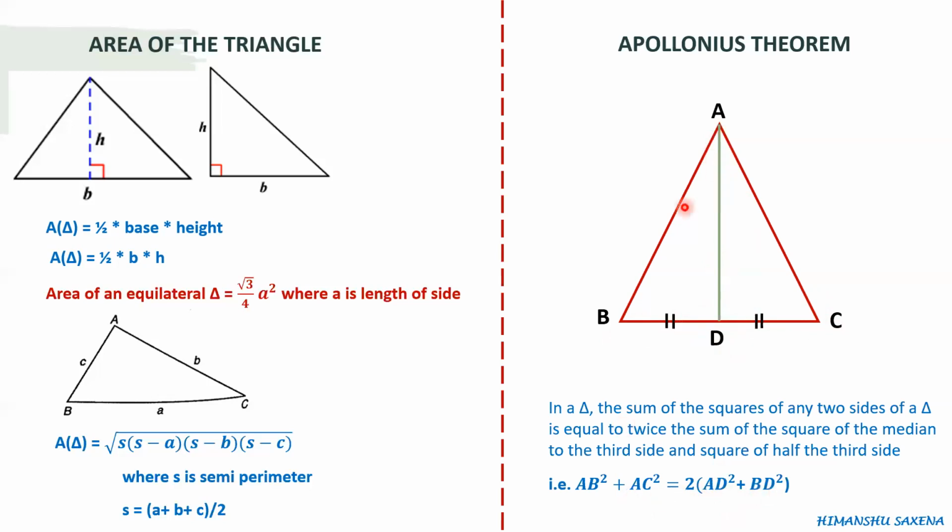So AB square plus AC square is equal to twice of this median's square plus this segment's square, BD square, right? This median is dropped on the third side. Third side means these two sides we are using in Apollonius theorem, AB square plus AC square. So AB square plus AC square is equal to twice of AD square plus BD square.